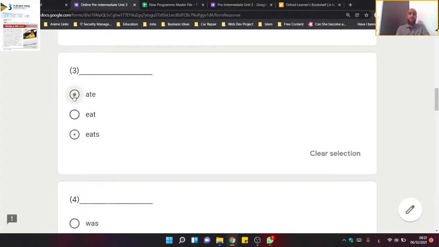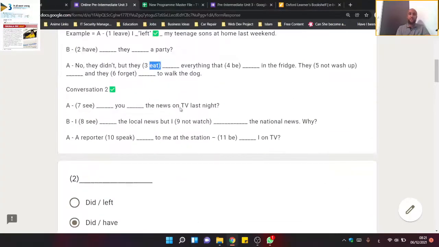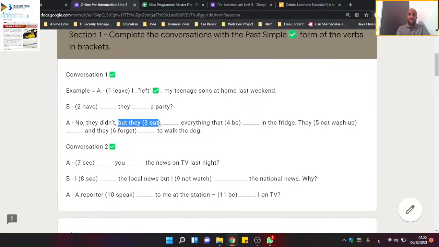versus an irregular verb, the difference is that with a regular verb, when you change it to the past simple, we normally add ed. Okay, that's the basic thing. But when we talk about words like eat, and eat is irregular, and we want to talk about the past, we use a different word. So eat becomes ate. Okay, ate. So, but they ate everything that, okay, in the fridge.